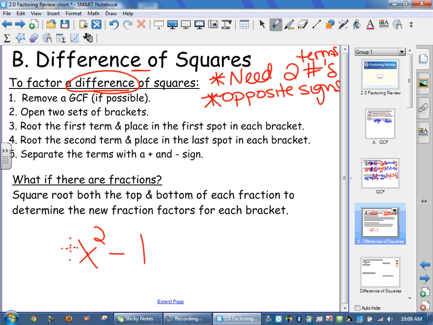And we typically want the negative sign in the middle. Let's say it was written like this. It could also be written this way. We could add negative 1 plus x squared. Can we still factor that? Yes. You just rewrite it to look like this. Okay, you want the negative sign or the subtraction sign in the middle.